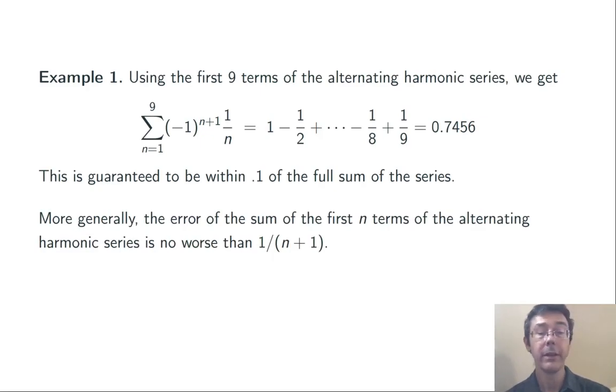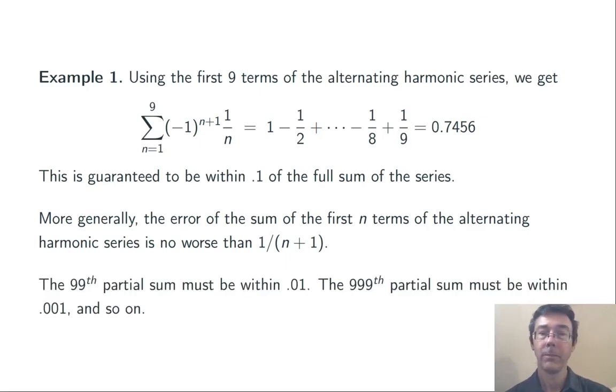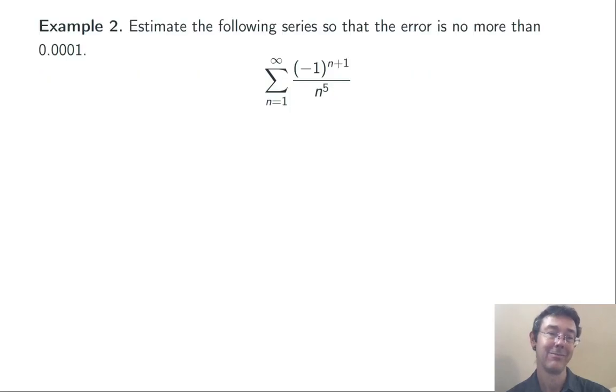Again, more generally, the error when you use the first n terms to get the nth partial sum is going to be no worse than the next term, 1 over n plus 1. For instance, S_99 is going to be within 0.01, and S_999 is going to be within 0.001, and so on.